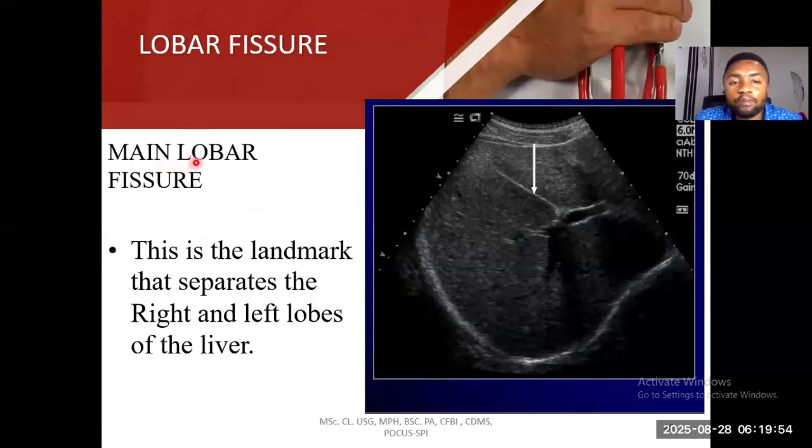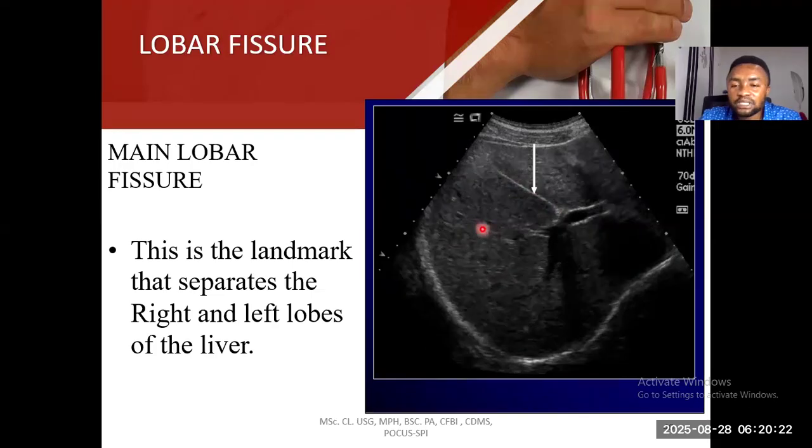Lobar fissure, so main lobar fissure. A fissure is like a division, a line dividing a structure. Or it can even be a cavity dividing something. Do you understand? So it's a landmark that separates the right and the left lobe of the liver. So that lobar fissure is done by the what? Falciform ligament. This lobar fissure.